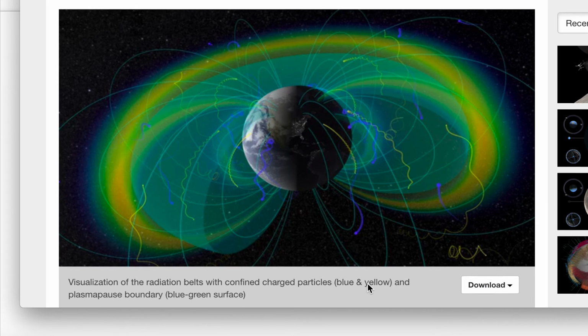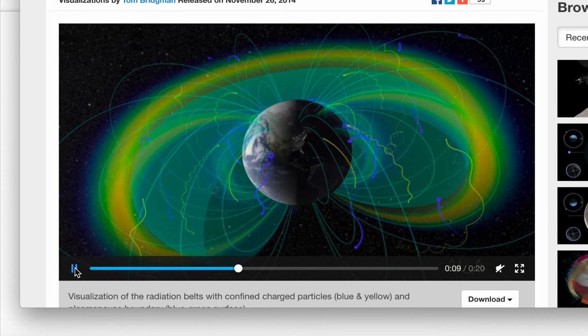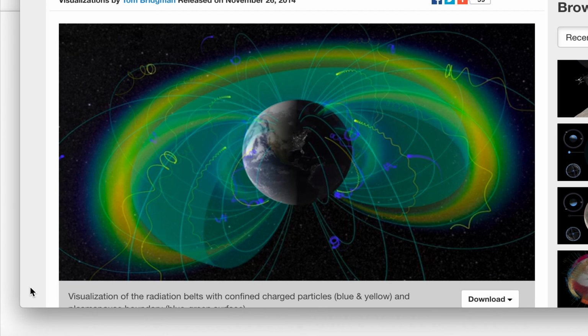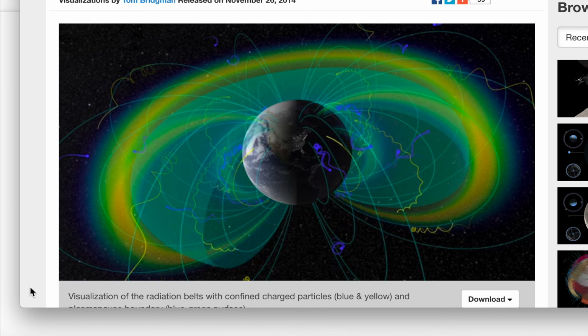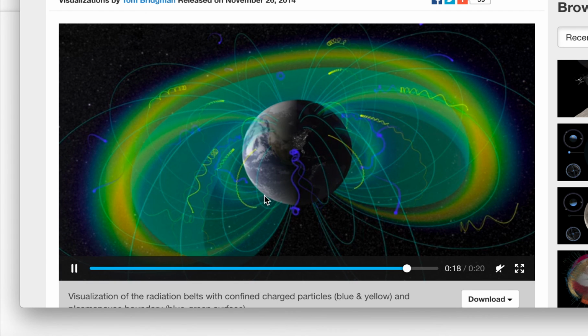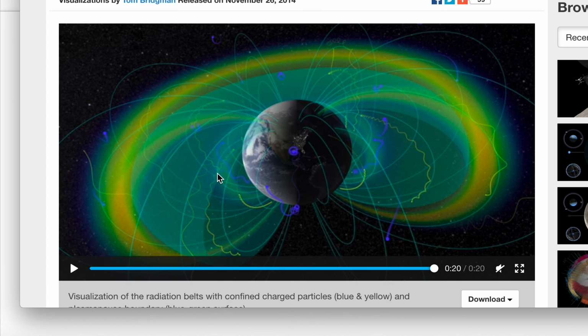Here we are. So you can see the charged particles. They're flowing around the magnetic field lines. You've got this outer radiation belt, and if you look closely, you've got this inner radiation belt. And in between, you have a zone of no radiation belt. And outside, you have a region which is colored yellow called the plasma pause.